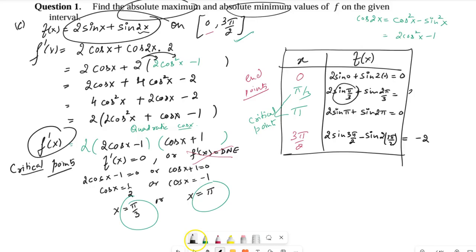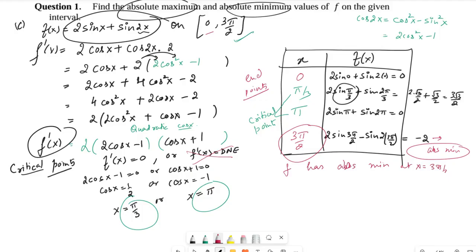Sine pi by 3 is root 3 by 2. Sine 2 pi by 3 is also root 3 by 2. So this is 3 root 3 by 2. Now, once you have all these values, you just need to check which one is the lowest value out of all these. Negative 2 is minimum. So absolute minimum occurs where? At 3 pi by 2. F has absolute minimum at x equal to 3 pi by 2 and absolute minimum value is equal to -2.